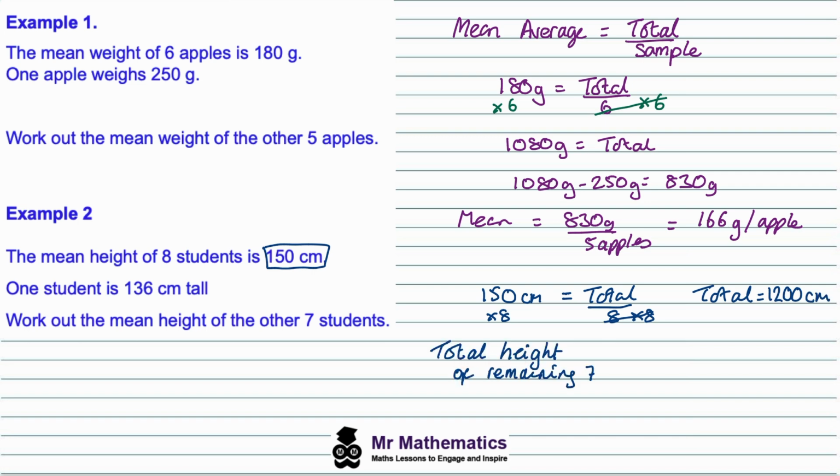So the total height of the remaining 7 students will be the 1,200 centimeters minus that student who is 136 centimeters. And this will give us 1,064 centimeters. So the mean will be the total, 1,064, divided by those 7 students. And this will give us 152 centimeters per student. Okay, how did you get on with that? Let's try example 3.